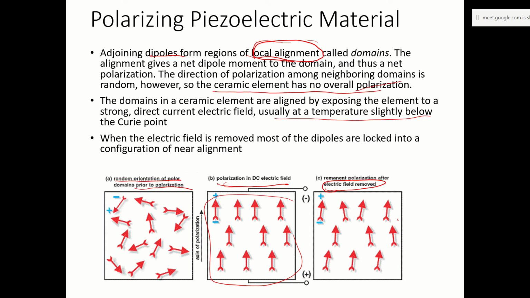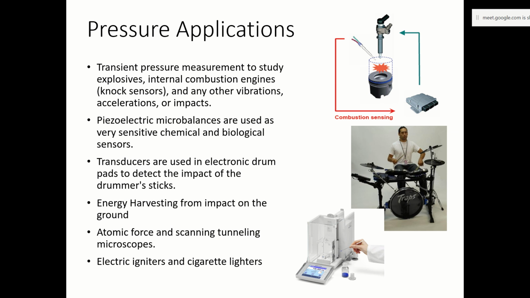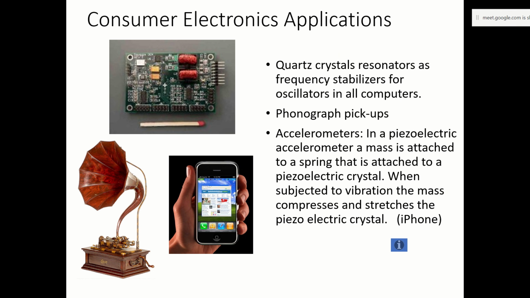So that is polarization: random orientation initially, then they get polarized when the electric field is applied, and even after the electric field is removed, some alignment remains, giving you an overall net dipole moment. Remanent polarization is the term that we use, similar to the term we used for remanent magnetization. The application is immense: loudspeakers, microphones, guitars. Everywhere you have these piezoelectric crystals being used, even in your mobile phones.